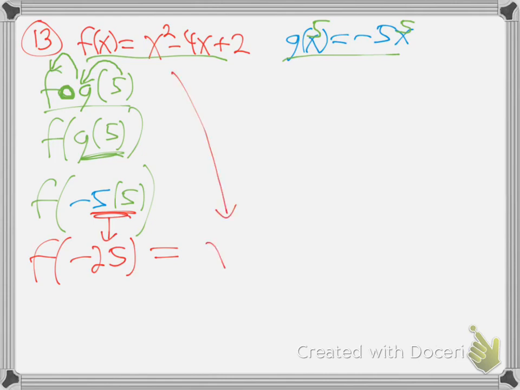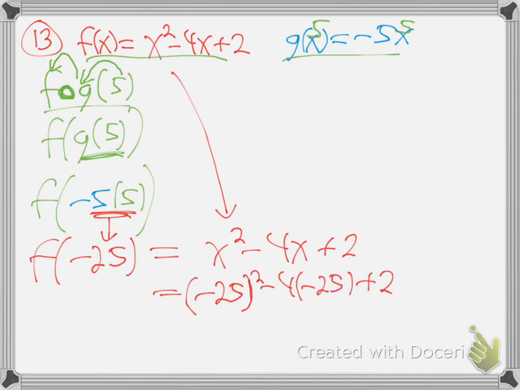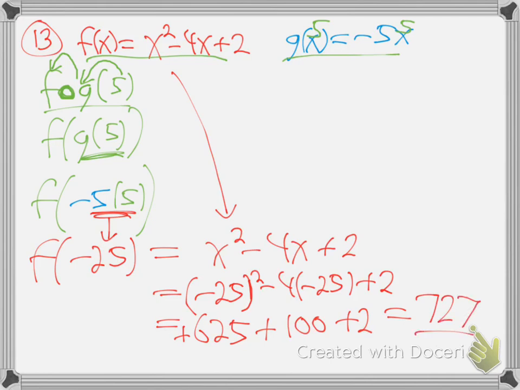Here's the f function. It's x squared minus 4x plus 2. So plug in minus 25. And what are you going to get? I think that's positive 625, positive 100, plus 2, what's that, 727 is the answer to that question. So we put the 5 into g right there, got minus 25, and then minus 25 here into f.